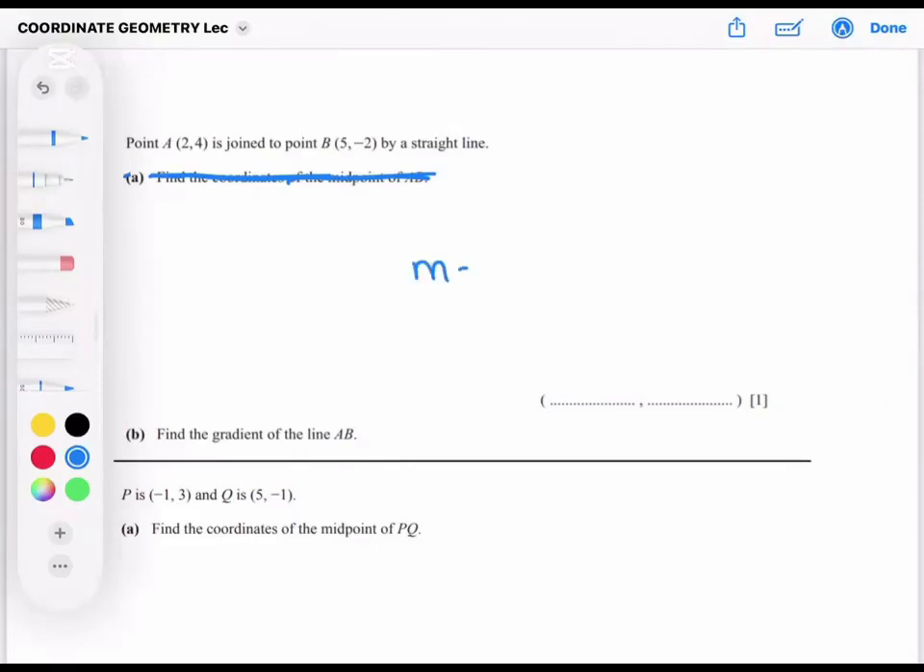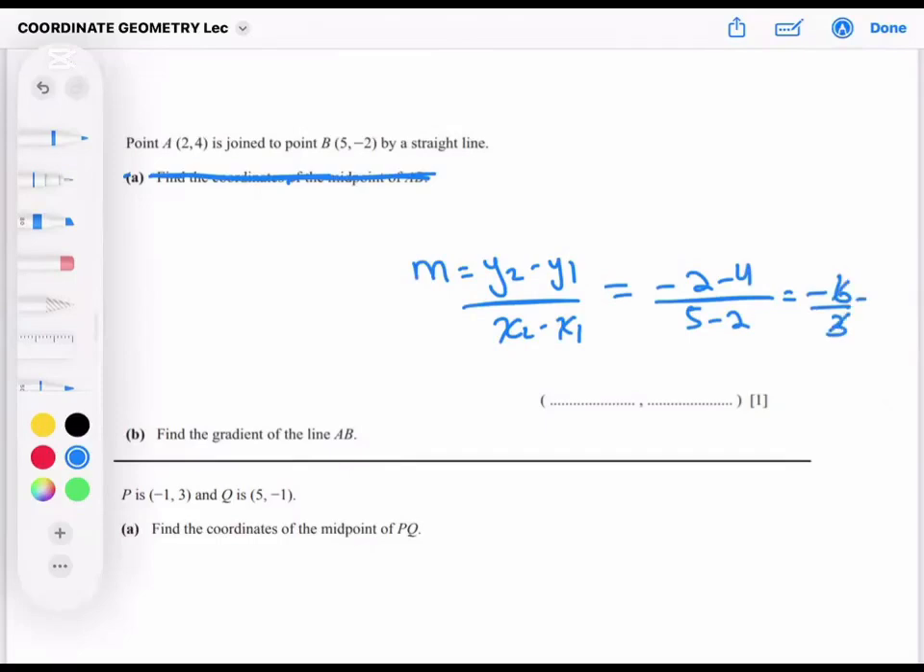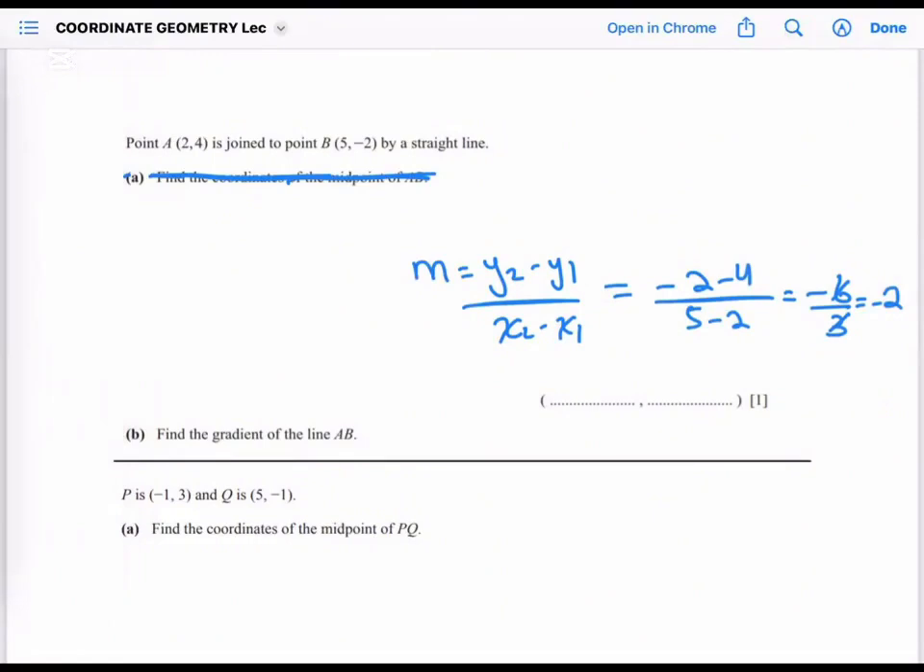So simple, the formula is y2 minus y1 upon x2 minus x1. So here y2 is minus 2, y1 is 4, x2 is 5 and x1 is 2. So minus 6 over 3. So we'll cut down, so the slope will be negative. That's a simple thing. I hope there is no confusion in this part. So we got minus 2.